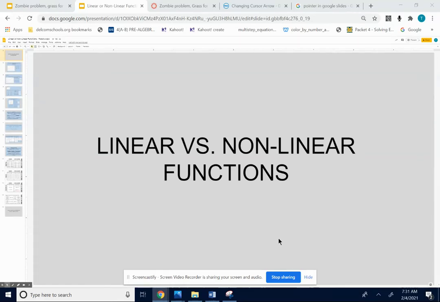Okay, these videos will be over linear versus nonlinear functions. We're just taking notes in class, so if you're absent or if you just want to look back at the videos to help you catch up. Okay, linear versus nonlinear functions.